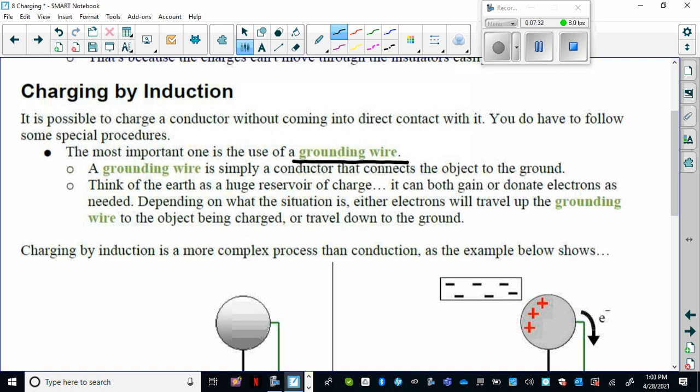What does a grounding wire do? A grounding wire does exactly that. It goes into the ground. And anything that goes into the ground is essentially attached to the earth, and the earth is just one massive ball of charge, and charge can move very freely in and out of the earth. Again, it's neutral for all intents and purposes. There are as many positive charges as negative charges, but because it's such a big mass, electrons move very easily from the ground and into the ground.